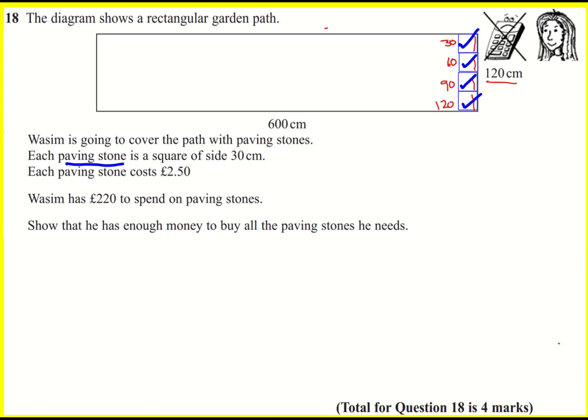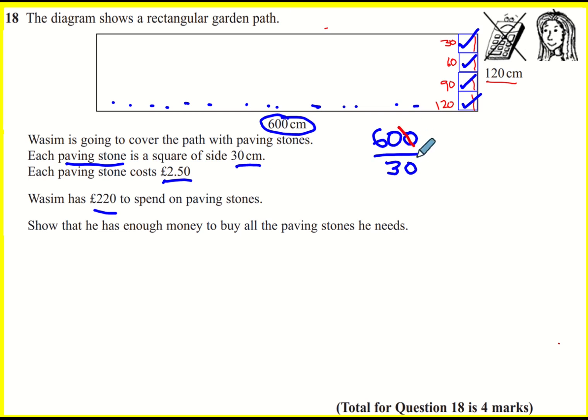And now we need to think about how many would be along here as well. Why do we need to do this? Because we need to figure out how many paving stones he needs, because then we're going to multiply it by the cost, and then we're going to see if he's got enough money. So how many need to go along this length here of 600 centimetres? Well, that is just a calculation of 600 centimetres divided by your paving stone length, which is 30, as it tells us here.